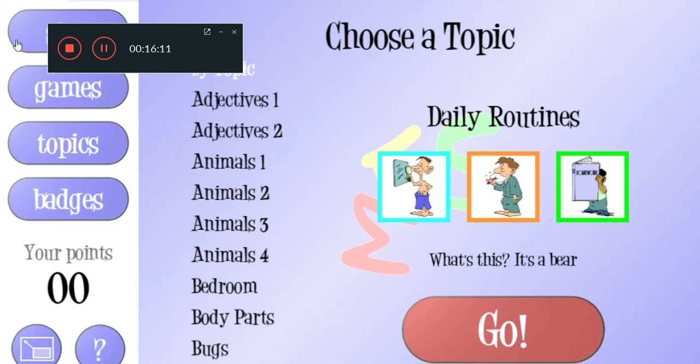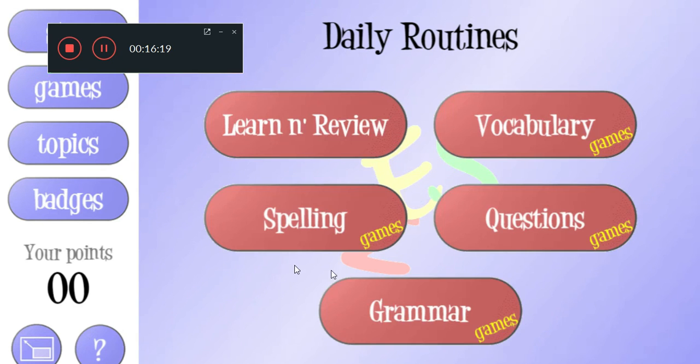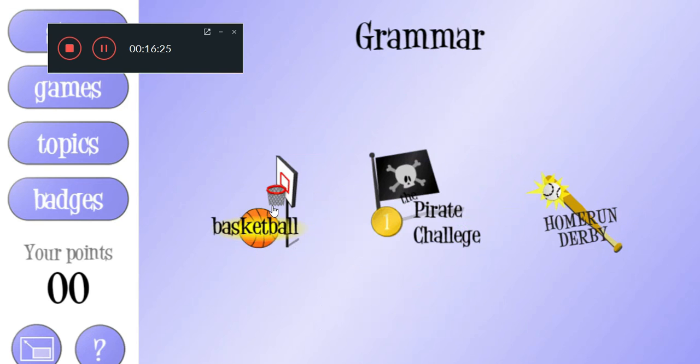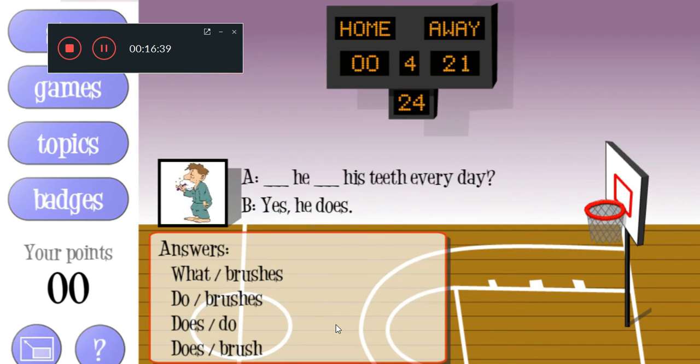In this case, sorry, we are going to practice with grammar. Okay? And I'm going to choose this one. I like the basketball, so I'm going to choose the basketball. And I'm going to try this 3 points. I'm going to complete. I see this man. He his teeth every day.